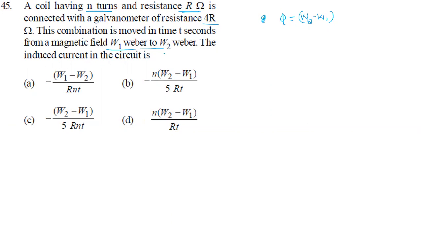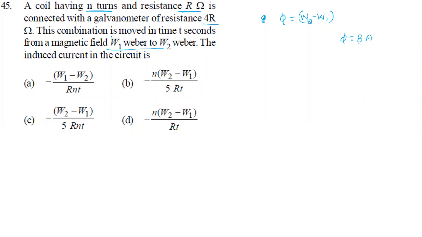The problem is, as we know, magnetic flux is given by B times A. B is the given change, but is the area given to us? Not at all. Then what can we do in this question?